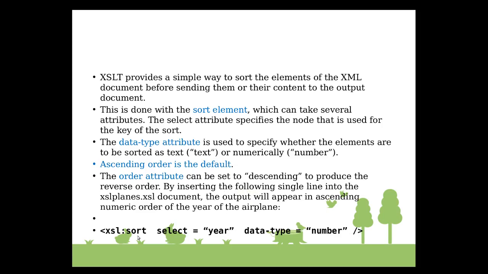Anyway, so this is an example, xsl:sort. Sort is the element used. Select equal to year, the select attribute is set with the value year. So it sorts this XML document, or the data contained in the XML document, based on the key element year, whose data type is number.